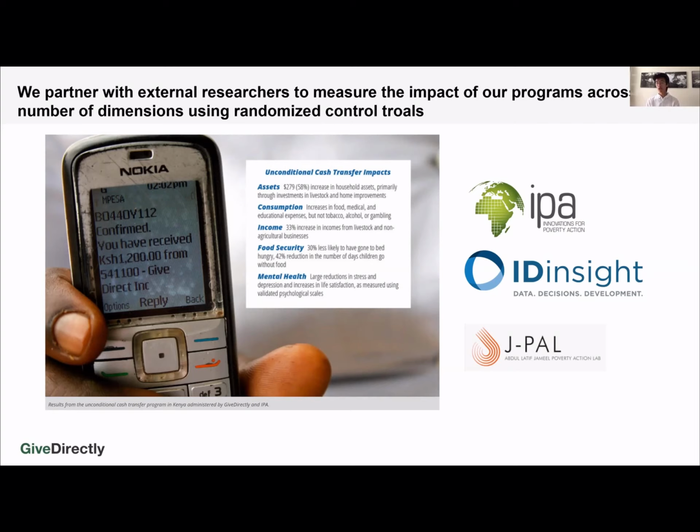So these very, very large questions, we oftentimes outsource to a number of different companies and organizations such as IPA, ID Insight, JPAL. These are just incredible research organizations focused on very, very high standards of rigor, and often partner with academic institutions and professors who publish papers in journals on these results.